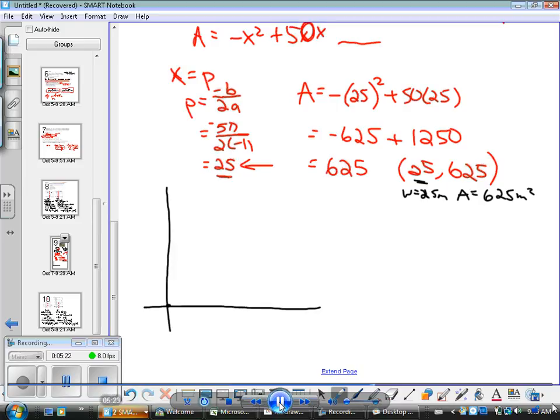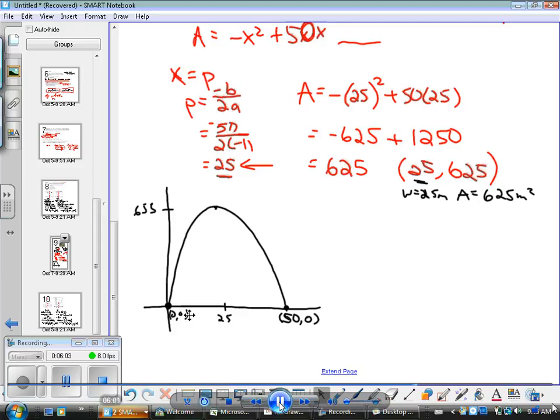If we graph that, we're going to see that it starts at the origin, goes up, reaching its maximum at the point 25, 625. Because of the symmetry, you know that the other x-intercept is going to be 25 meters from the vertex, just as the vertex is 25 meters from the first x-intercept. So that vertex is going to be halfway between them.